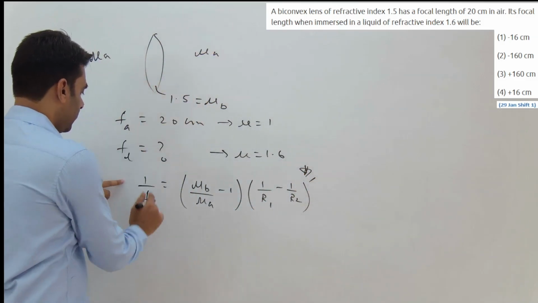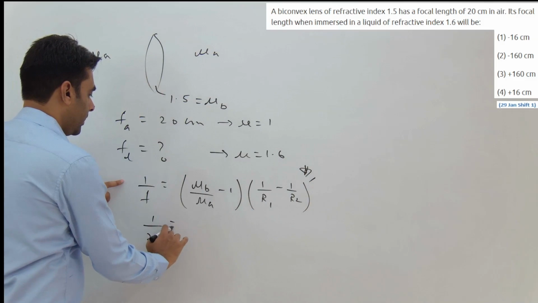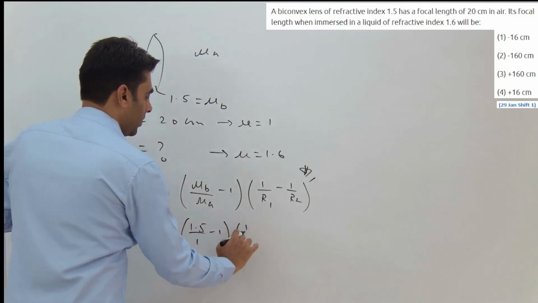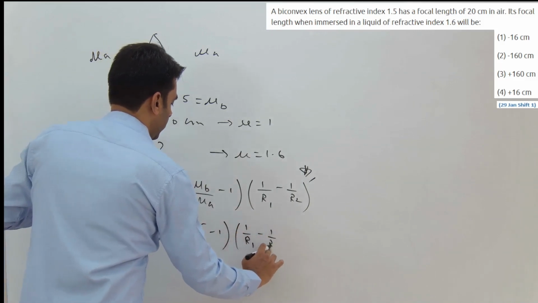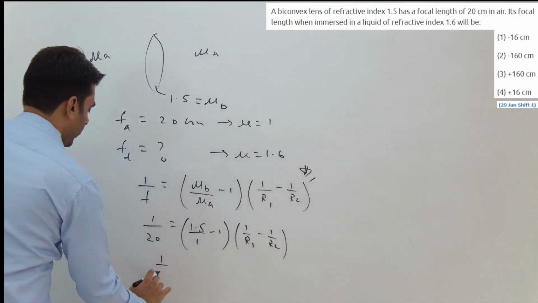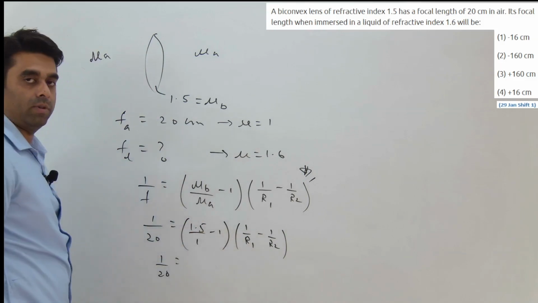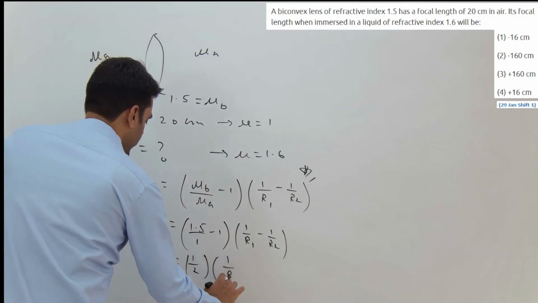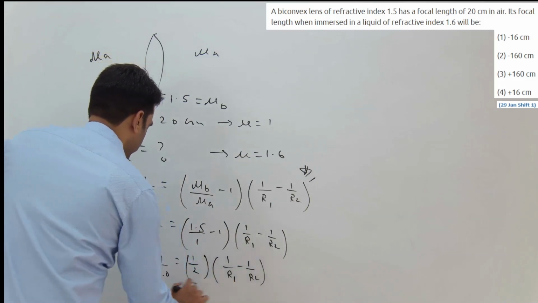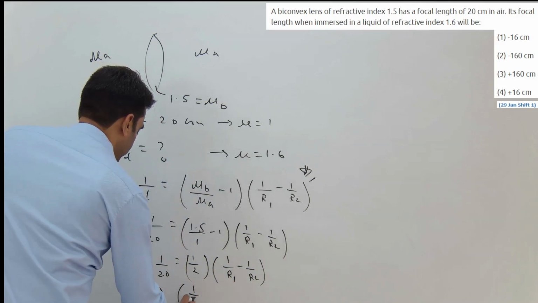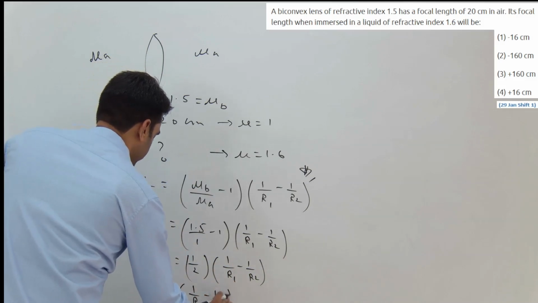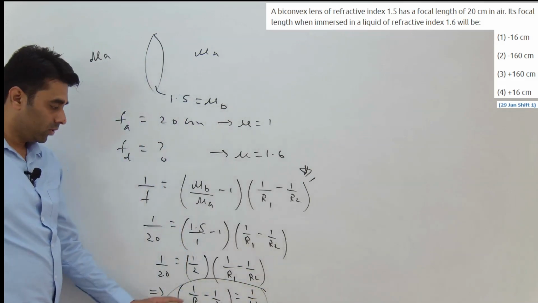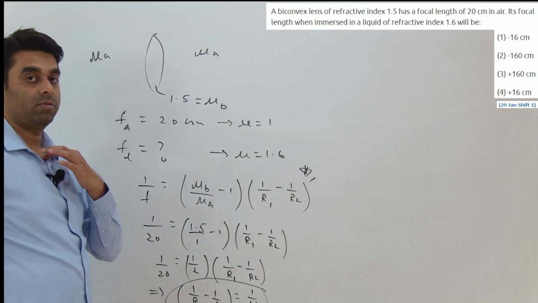Let's see in the first case. In the first case, 1 by 20 is equal to mu B 1.5 by 1 minus 1, into 1 by R1 minus 1 by R2. Let's solve this. So 1 by 20 is equal to 1.5 minus 1, this will be 0.5, which we can write as 1 by 2, into 1 by R1 minus 1 by R2. How much are we getting? So the value of 1 by R1 minus 1 by R2 comes out to be 1 by 10. I will keep this handy.